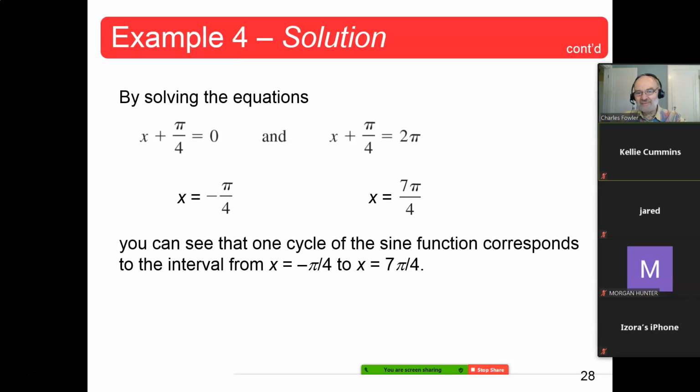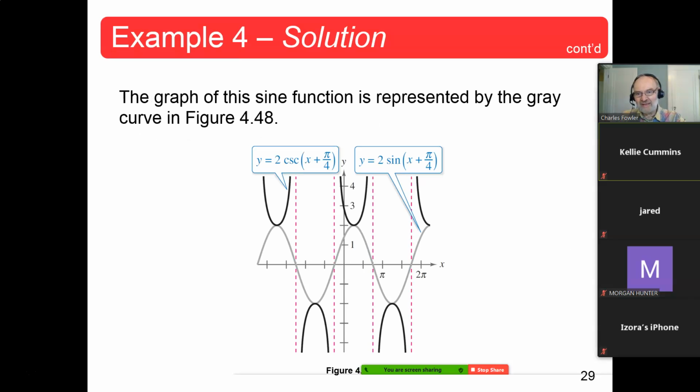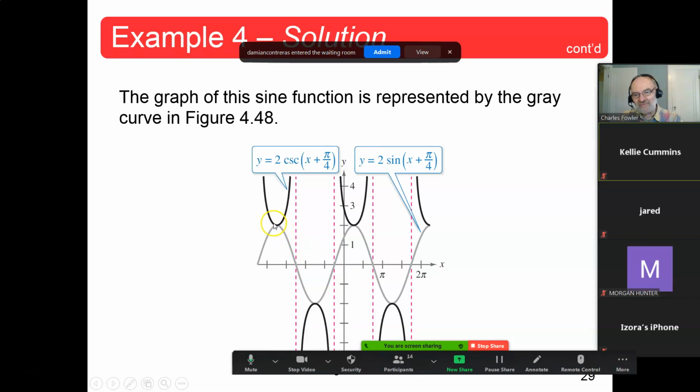If you do it the way we did, just go on and graph the sine function. The graph of the sine function is represented by the gray here. We had it in red, and everywhere you saw an intercept, a vertical asymptote, that is in red. Here, here, here, all those vertical asymptotes, and then your maxes and mins.